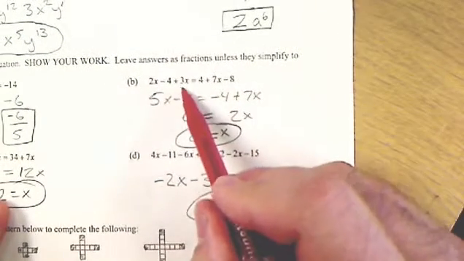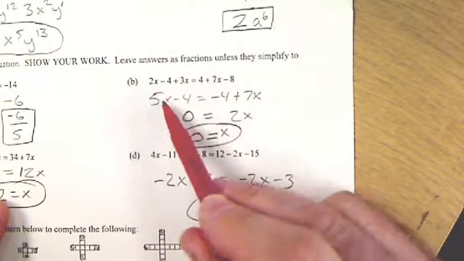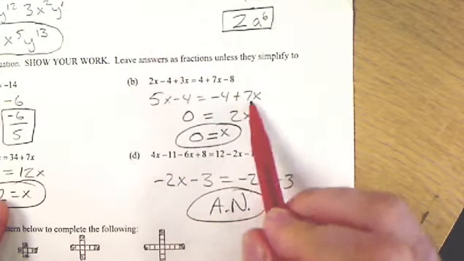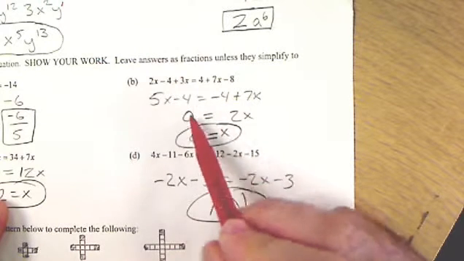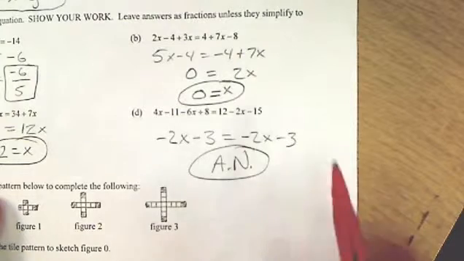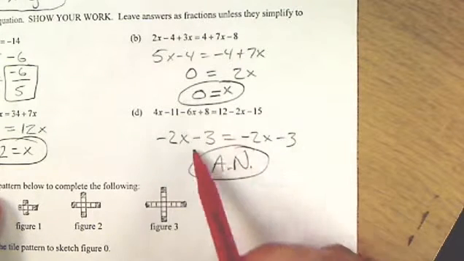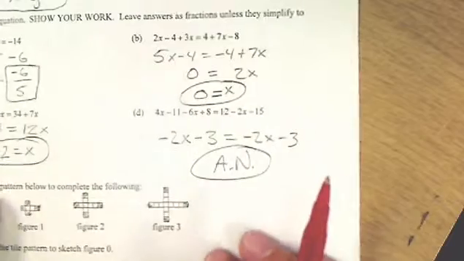Solving. Combine like terms. I like to get all my x's on one side, so I subtracted 5x from both sides, and I added 4 to both sides. That's how I got 0 equals 2x. Divide by 2 and you get x equals 0. Combine like terms on each side and you end up with the exact same thing. So that's all numbers.